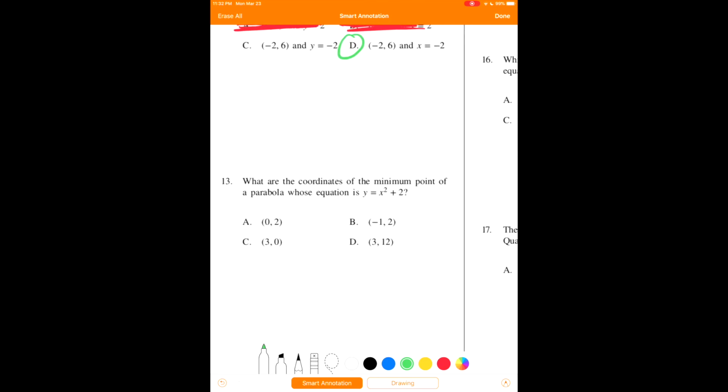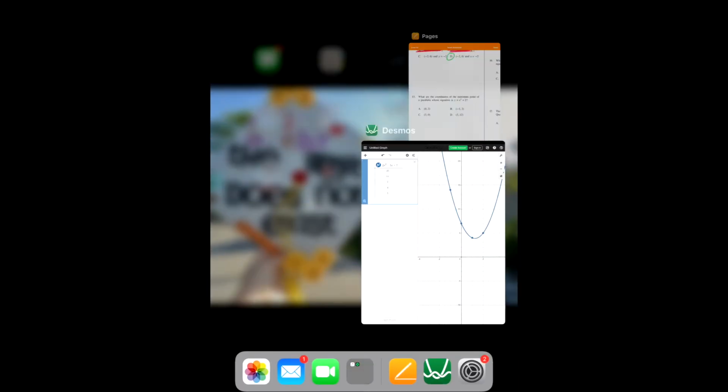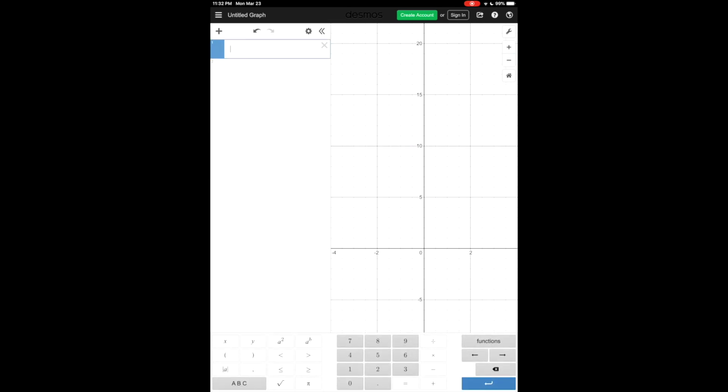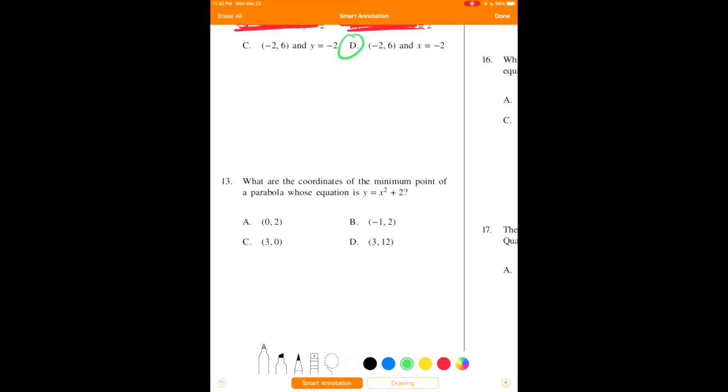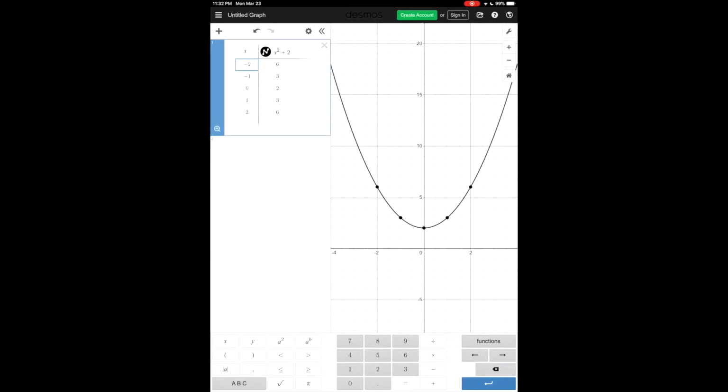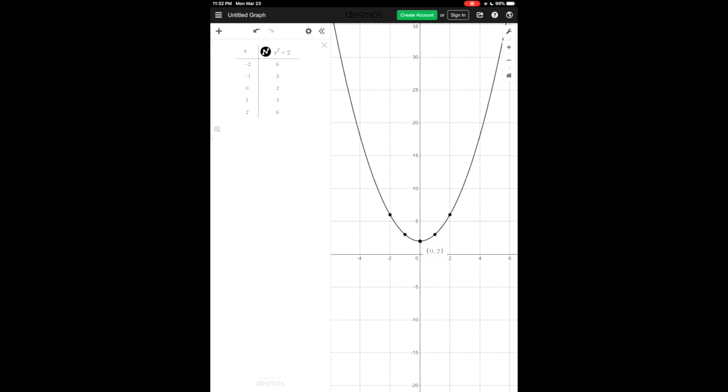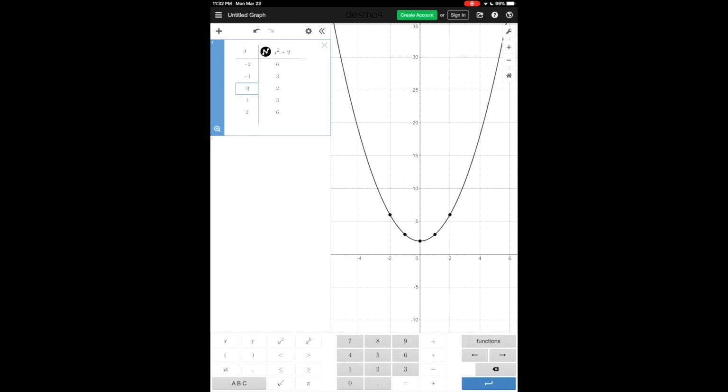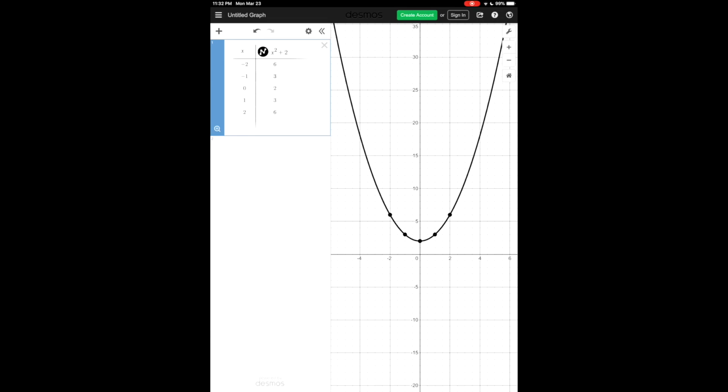What are the coordinates of the minimum of x squared plus 2? So I'm going to go to my calculator, x squared plus 2. And again, you can do this using your table or the graph. On my graph I see it's 0, 2. Or you can look at your table, you see that 0, 2 is the turning point. Remember, the turning point is always going to be either the minimum or the maximum. You can only have one of them for a parabola, minimum or maximum. So notice everything is mirrored around the 2. The 3's match up and the 6's match up. So that makes 0, 2 my turning point.